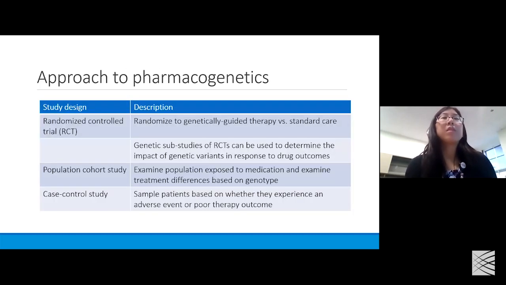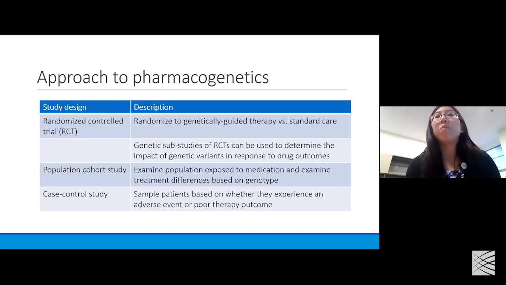In terms of the approach to pharmacogenetics, I've listed here several study designs to evaluate whether pharmacogenetics is useful. The gold standard is to study in a randomized fashion genetically guided drug therapy against standard of care. It offers the best level of evidence, but one of the barriers is that it first requires us to identify known pharmacogenetic determinants. And so that is sort of the first step. Randomized controlled trials can also be used to determine this.